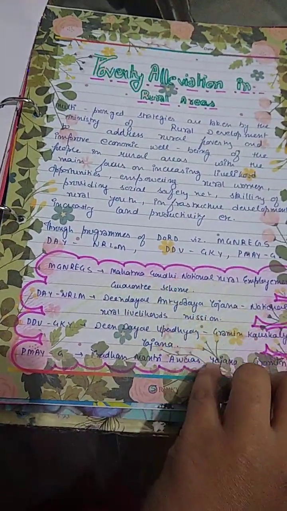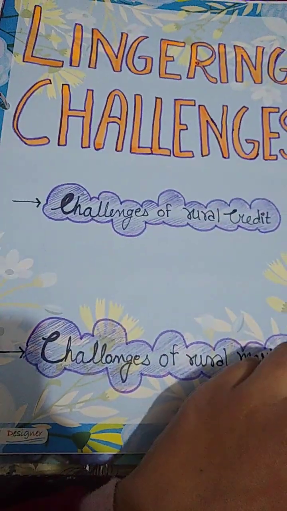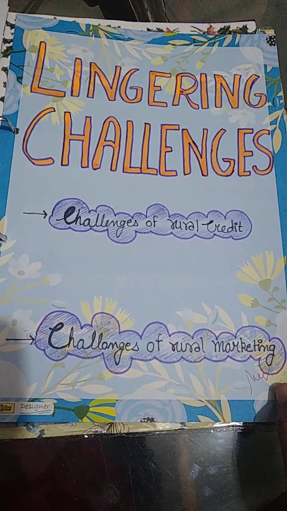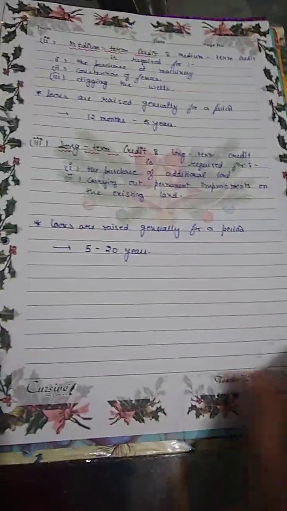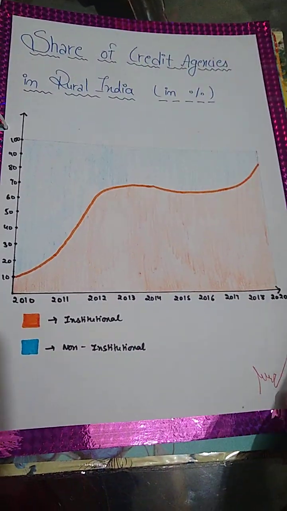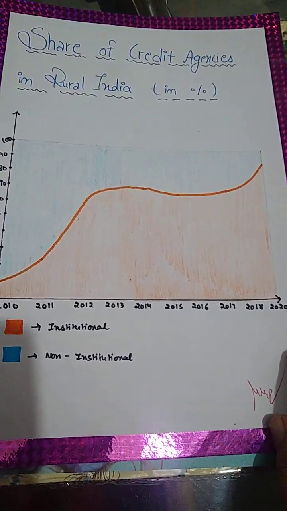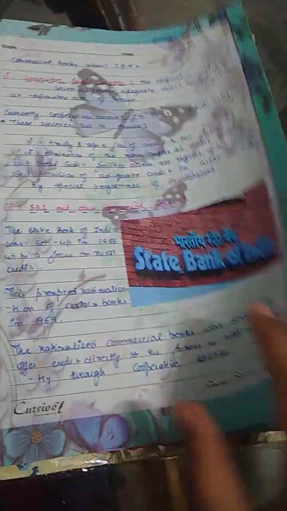These are some main schemes like MGNREGA and etc. Then these are the challenges for the same. So these are the challenges of rural credit and the challenges of rural marketing. Rural credit introduction, its sources. These are institutional and non-institutional. This is a graph showing how the institutional and non-institutional sources of rural credit work in India. Other sources of rural credit.